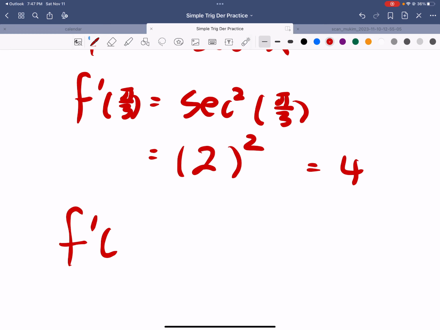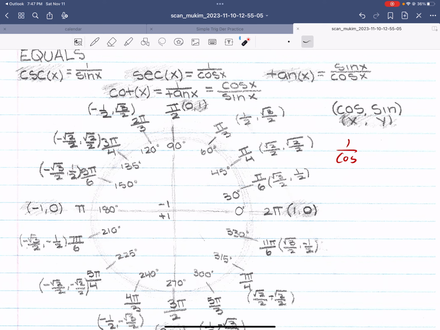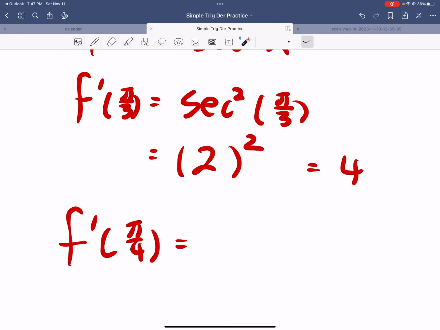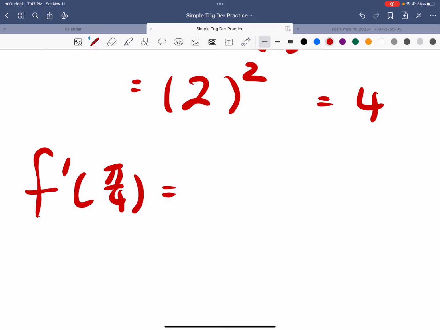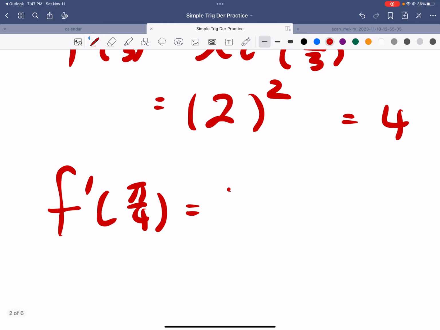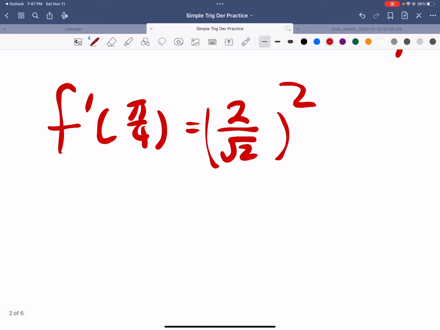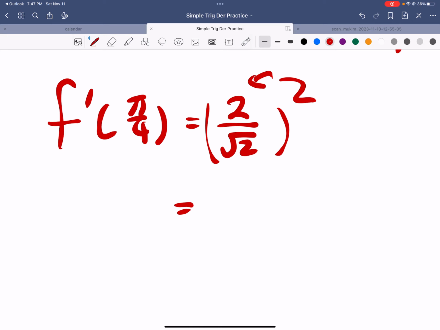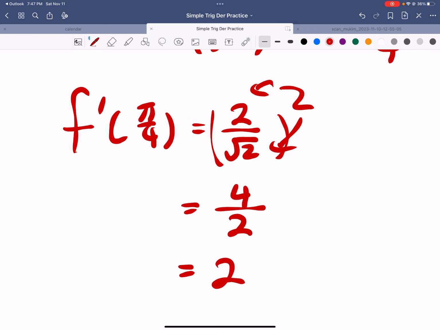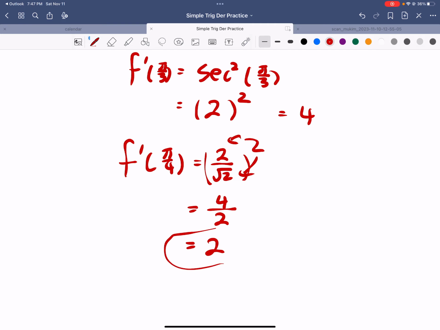And the derivative at pi over 4 is going to be, again, square root of 2 over 2, right? So again, you have to flip this one. I mean, it's square root of 2, but let me do it like this: 2 squared, right? So let's do this one. If you do it like this, it's going to be 4 over 2, which you will get 2, right? So that's how you do it.